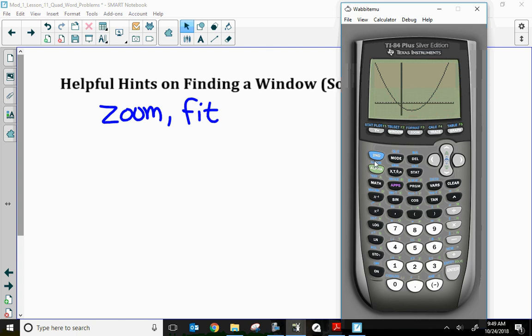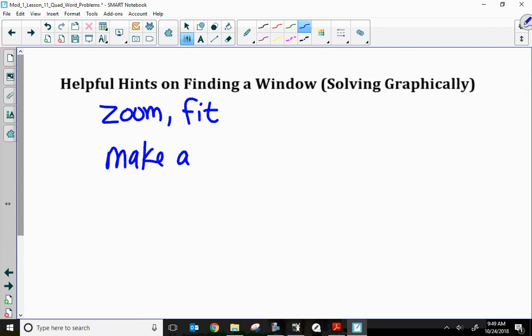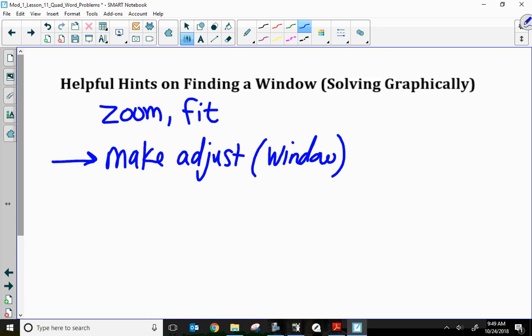Okay? So you can hit zoom fit, and then you want to make adjustments, and this is on the window button. You can always start right here. You don't have to go to zoom fit. I mean, that's not like the best thing in the world, but that's a little hint to help you get started and give you a place to make adjustments, I think, easier if you hit zoom fit.